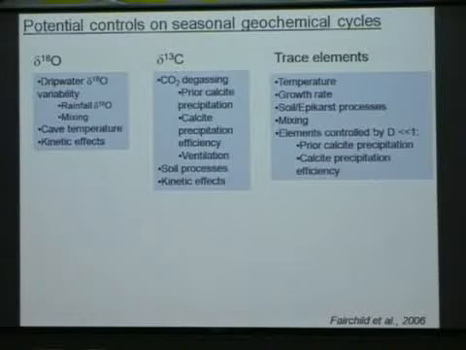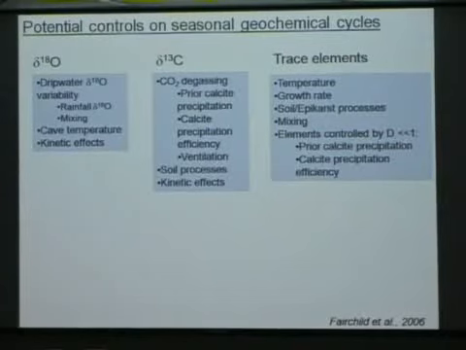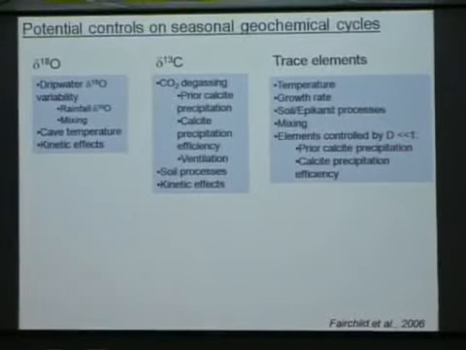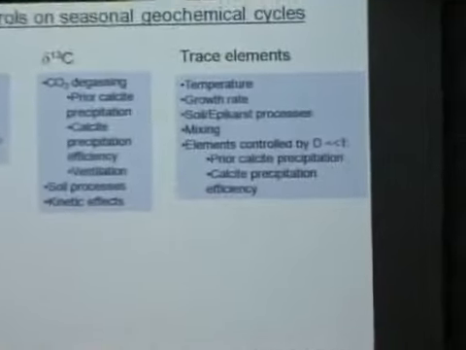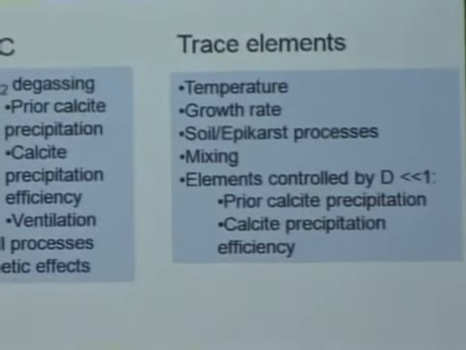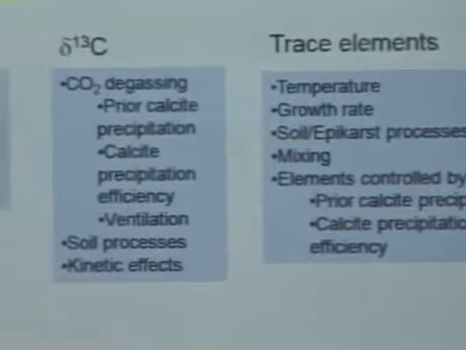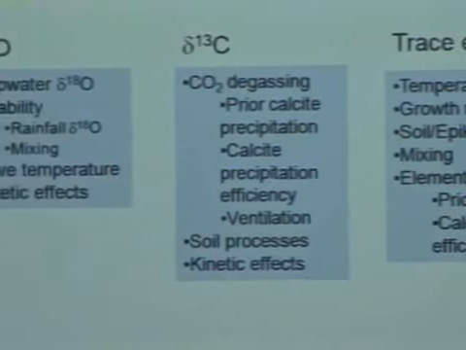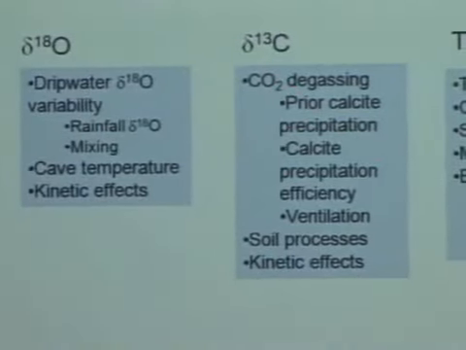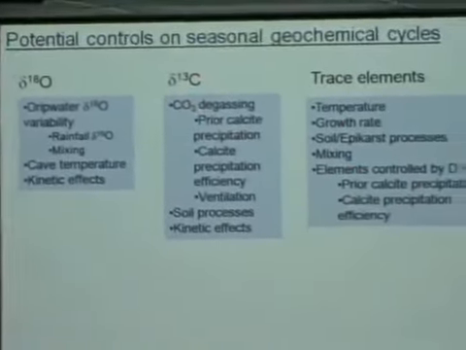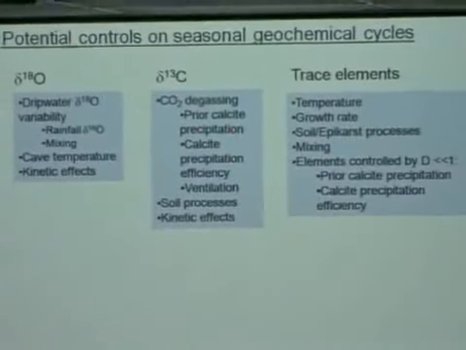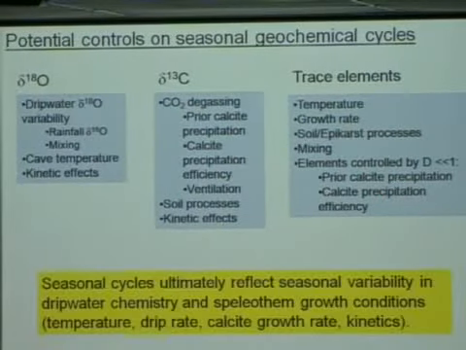And then we have processes in the soil or mixing or other processes like prior calcite precipitation. Again, if you precipitate calcite and you have elements which strongly prefer to stay in the solution, so they have a very low distribution coefficient, then as calcite precipitates, those elements will be enriched in the water because they're preferentially kept out of the calcite. And therefore, you would expect to see perhaps a correlation between some of these elements and the C13, which are also affected by this prior calcite precipitation.